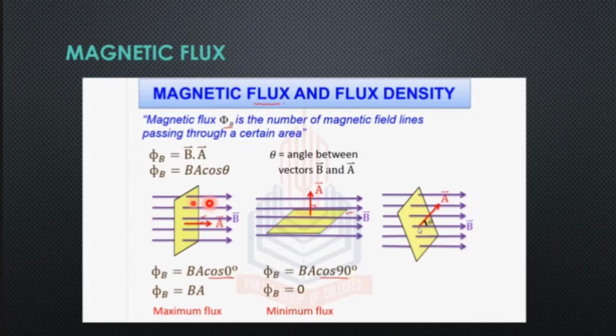When the magnetic field lines are parallel to the surface area, cos theta is 1, so you just have to use magnetic flux equals B times A. In this other case, you have to use the whole equation: magnetic flux equals B times A times cos theta, because there is some value of theta here.